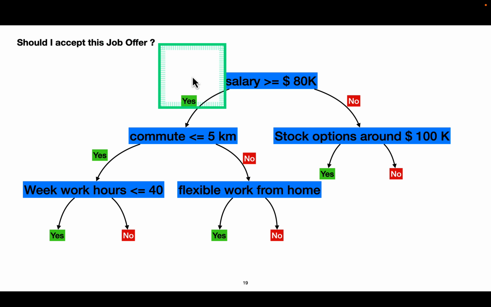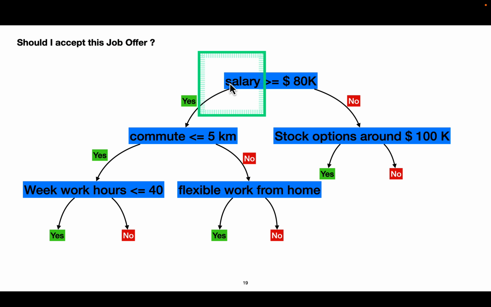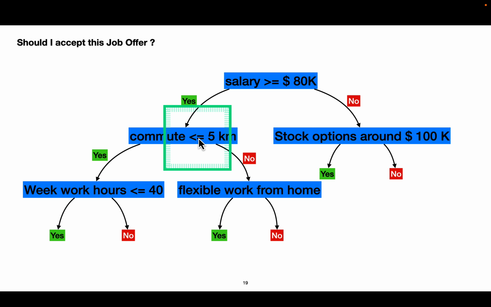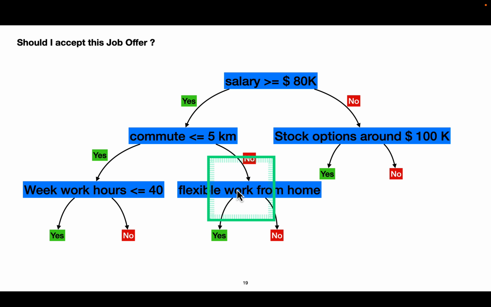For example, there's a model which a machine learning algorithm has created. If salary is greater than $80K, then yes. If commute is less than 5 kilometers, yes. And if it is regular work hours, which is around 40 hours or less, then I should take this offer. If not, no. But if commute is more than 5, then no, but you ask yourself one more question, whether there is flexible work from home. If the answer is yes, you will take this offer. If the answer is no, you should not take this offer.